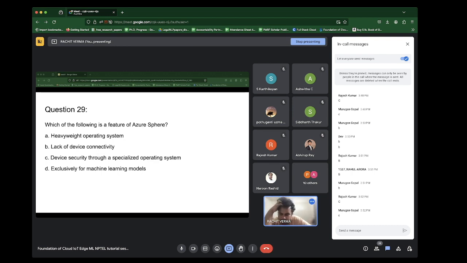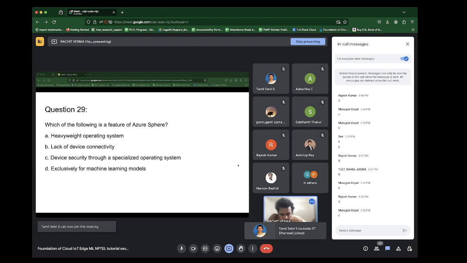Let's go through the other options. It is not a heavyweight operating system because, as we just mentioned, it has to run on these smaller devices, so it cannot do any kind of heavyweight processing. And lack of device connectivity, that's not true again. If you have Azure Sphere involved, you can connect to the cloud and things like that. It does enable device security though. As was mentioned in the lecture, it's not exclusively for machine learning models. You can do things other than machine learning models in it as well.